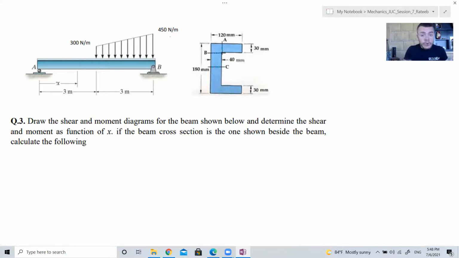Okay, so what did I tell you whenever you need to find the shear and bending moment diagram as a function of x? What's the first step?